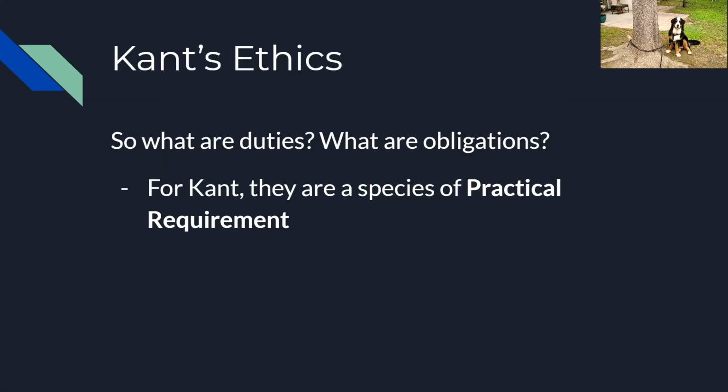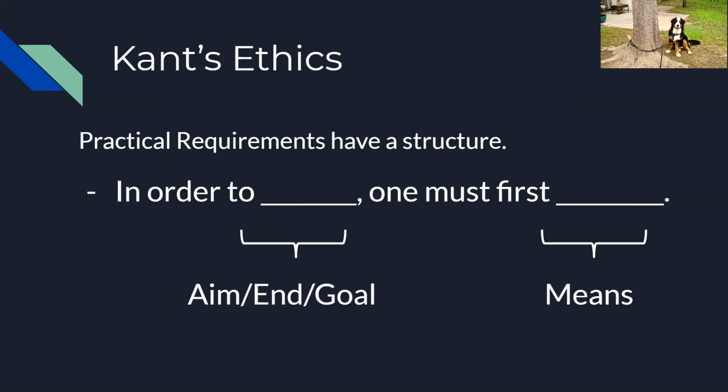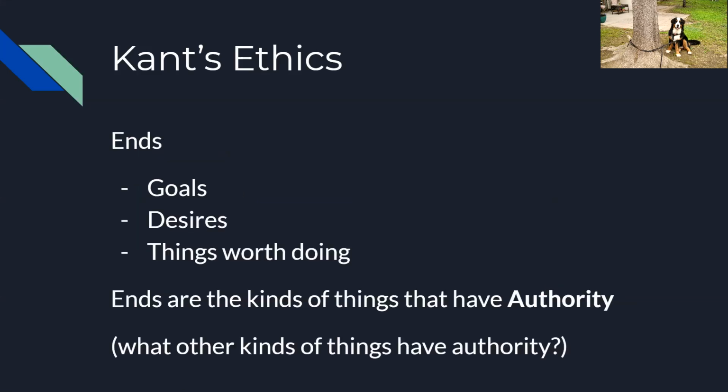For Kant, duties are a species of practical requirement. A practical requirement is basically any kind of rule-based thing where you have the aim or the goal, and you have the means or the way to reach the goal. And so you can make these statements up, right? In order to blank, one must first blank. So in order to achieve some goal, one must first take the means to that goal, take some action to achieve that goal. So really simple examples, right?